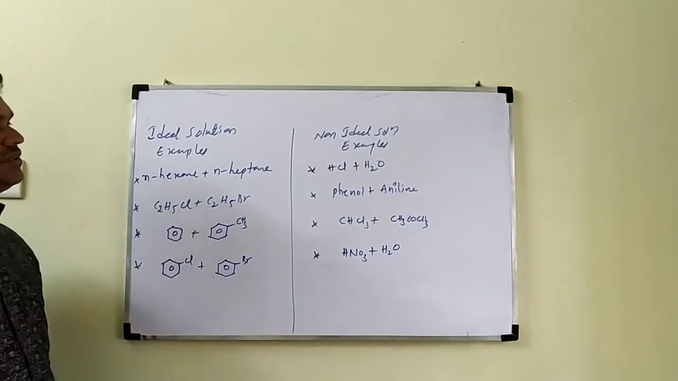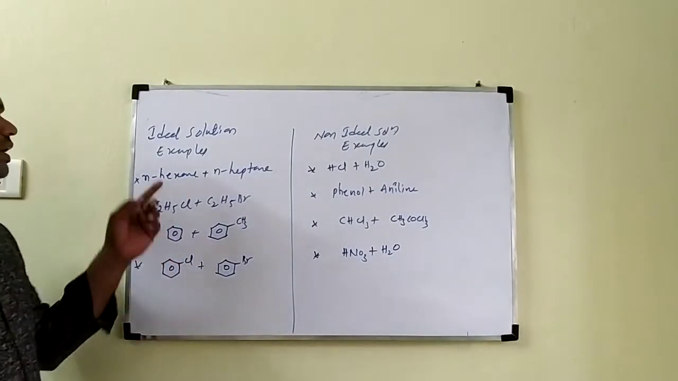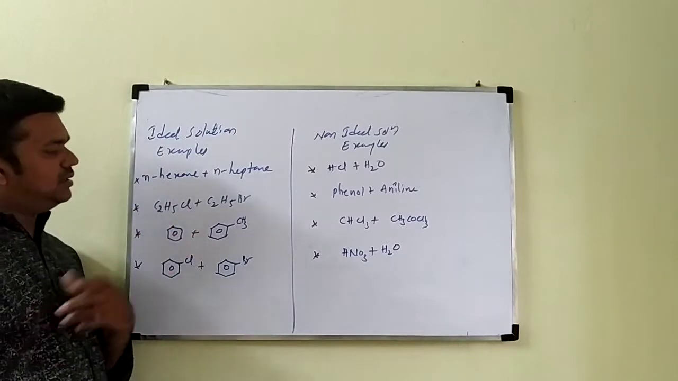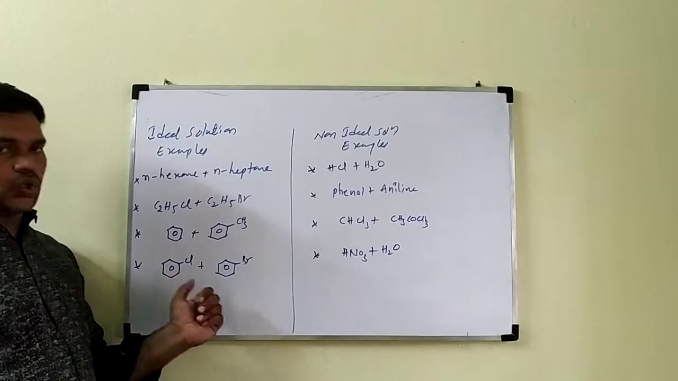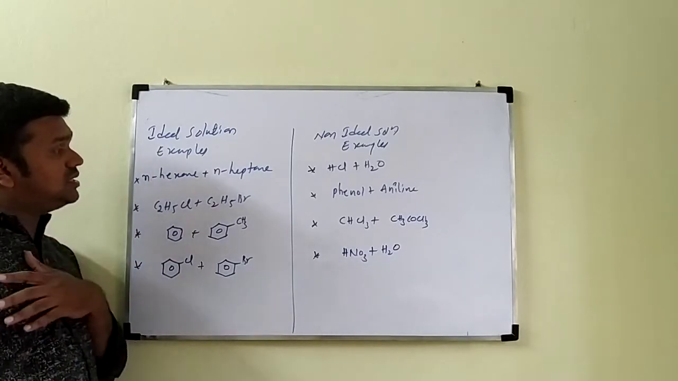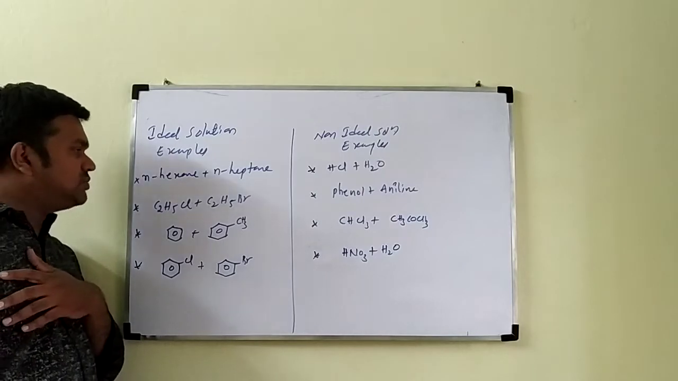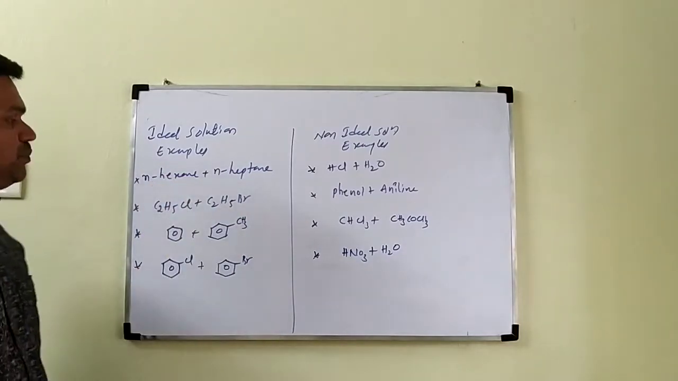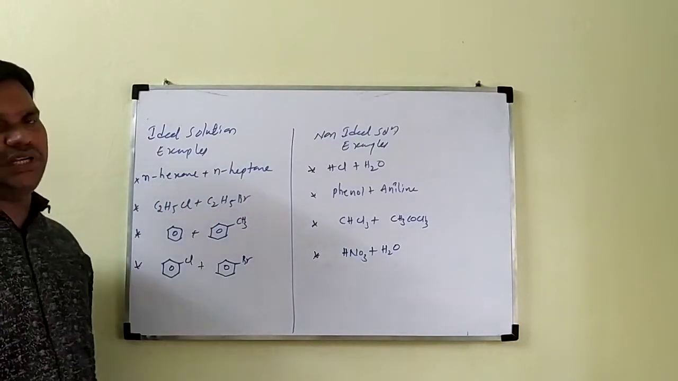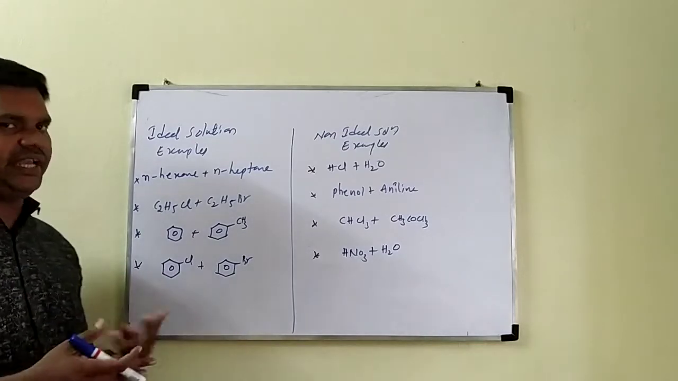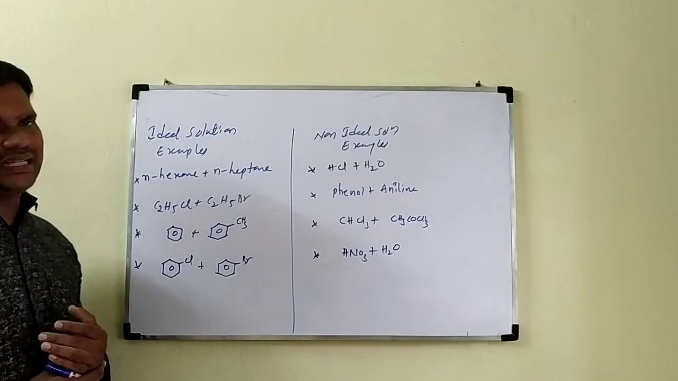Let us see the examples of ideal and non-ideal solutions. I wrote some examples here: n-hexane and n-heptane, ethyl chloride and ethyl bromide, benzene and toluene, chlorobenzene and bromobenzene. How can we say n-hexane and n-heptane come under ideal solution? n-hexane is an organic solvent and n-heptane is an organic solvent. Both are organic, so you are getting an organic liquid only. So the interactions are similar.